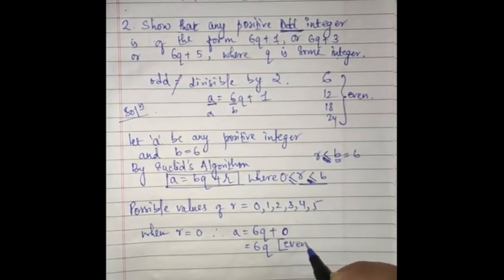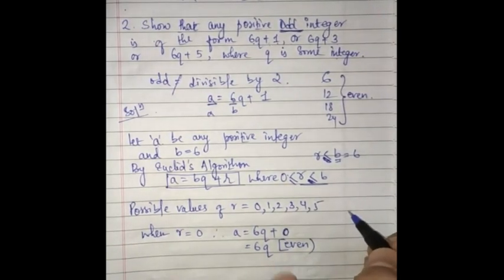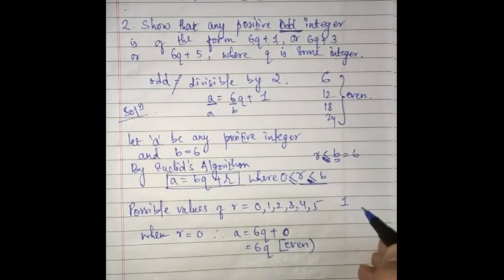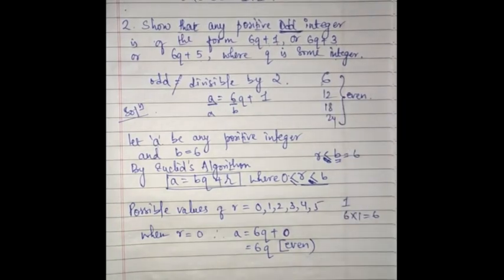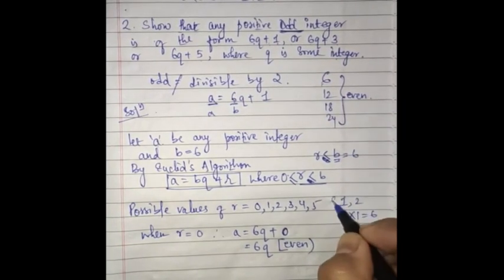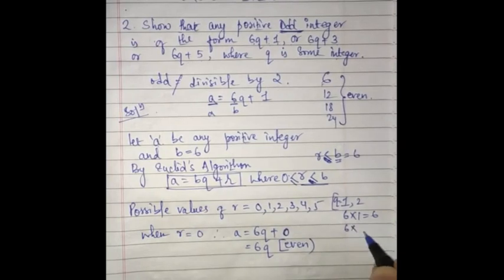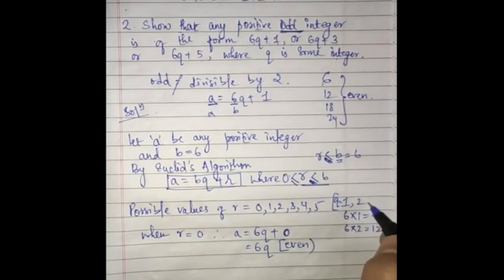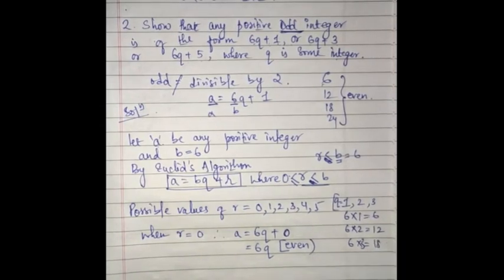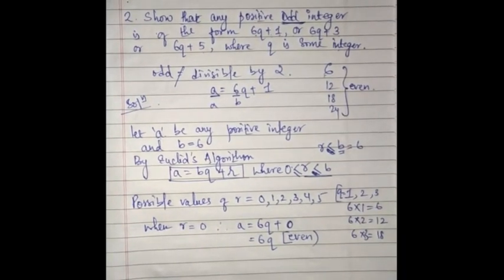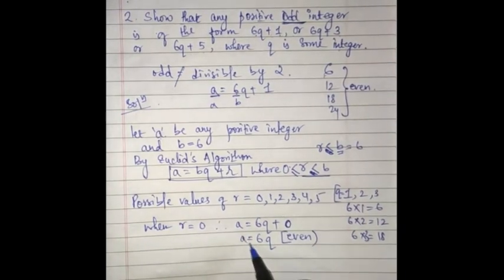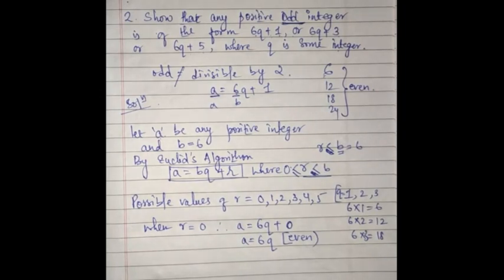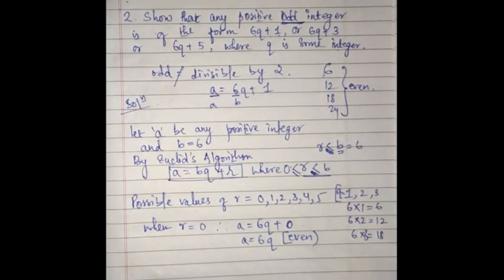This is even, no? If q is any integer, suppose 1, then 6 into 1 is equal to 6. If q is 2, then 6 into 2 is equal to 12. If q is 3, then 6 into 3 is 18. So this becomes our even. So when r is equal to 0, then the value of a is equal to 6q. So that will become our even, isn't it?